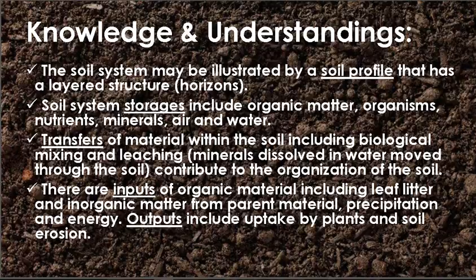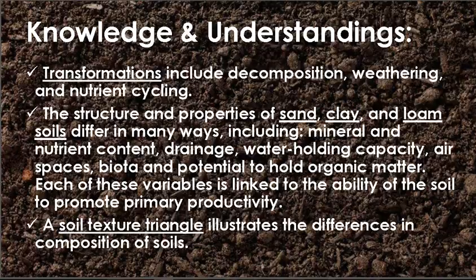These are the inputs: organic material, including leaf litter, and inorganic matter from parent material, precipitation, and energy. Outputs include uptake by plants and soil erosion. Transformations include decomposition, weathering, and nutrient cycling.